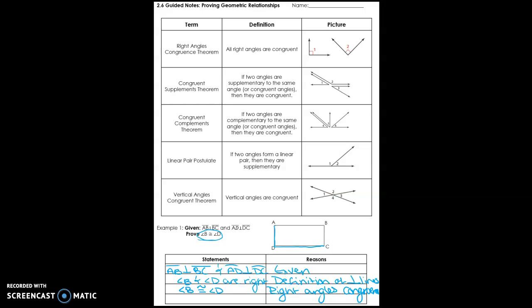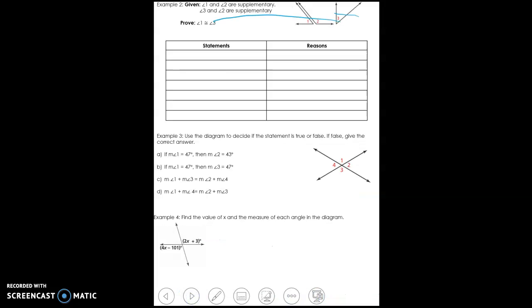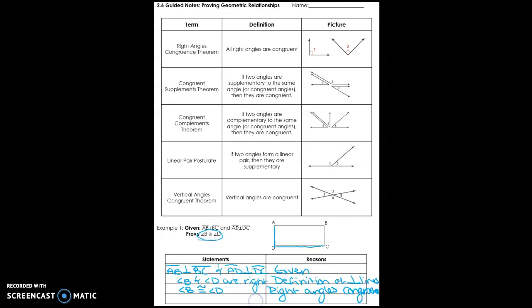All right. Okay, moving on to this next page. We are given a couple triangles on the side here, and we're also given that angle 1 and angle 2 are supplementary, and we know that angle 3 and angle 2 are supplementary. So I'm going to start you off here.